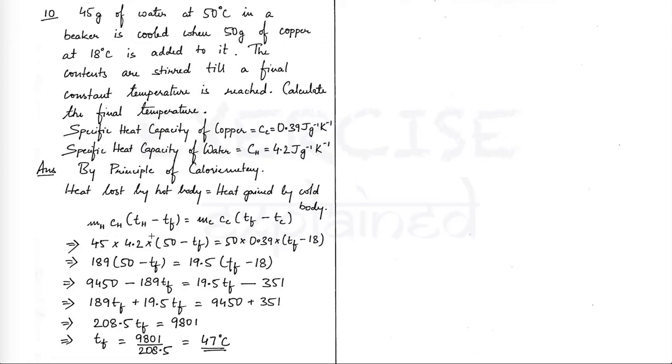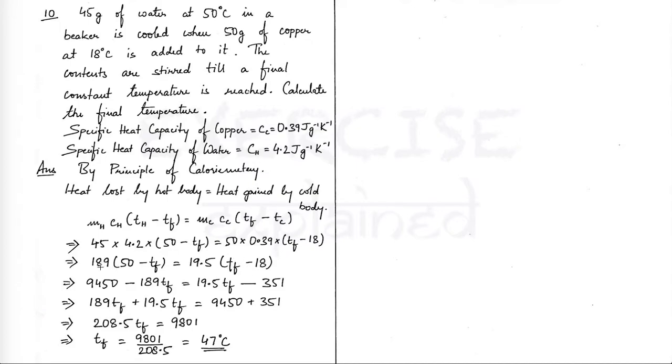So 45 into 4.2 gives me 189. 50 minus TF, I write it as it is. 50 into 0.39 gives me 19.5. TF minus 18, I write it as it is.